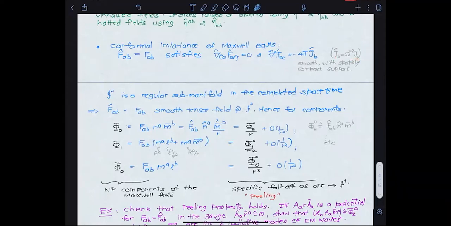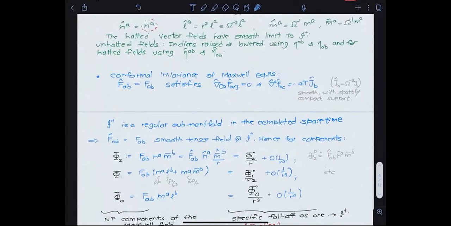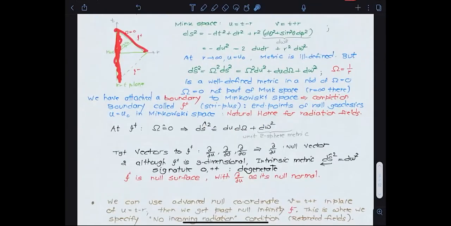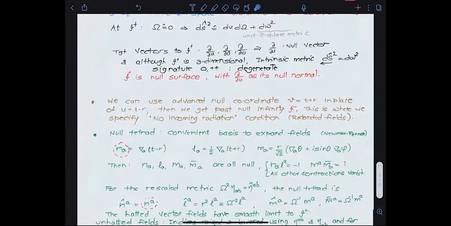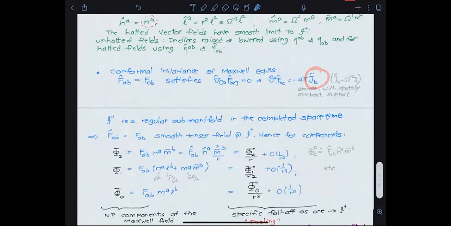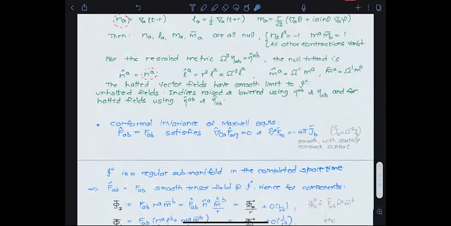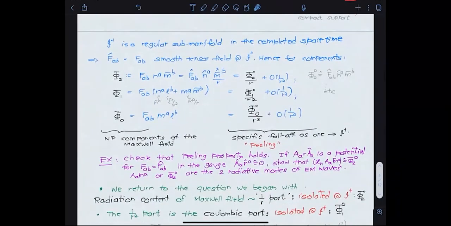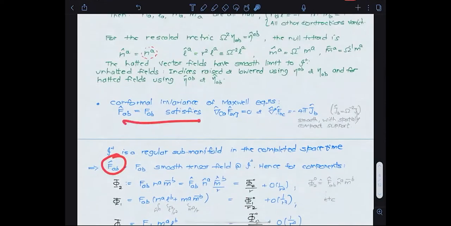Since we had assumed that all the sources are in some finite region up here, omega is not 0 there, omega is just 0 here. So omega to the minus 2 is perfectly well defined. And this is also a smooth field, and it also has compact support. So it's spatially compact because J is spatially compact. Therefore, scri is a regular submanifold in the completed spacetime, and f hat AB is a solution to Maxwell's equation.